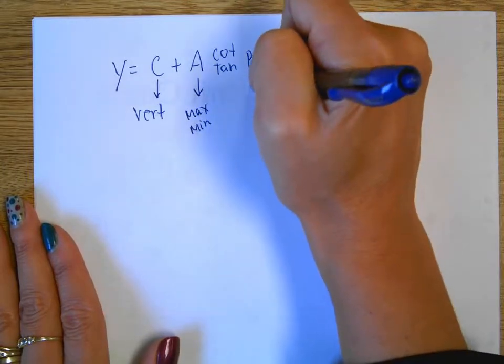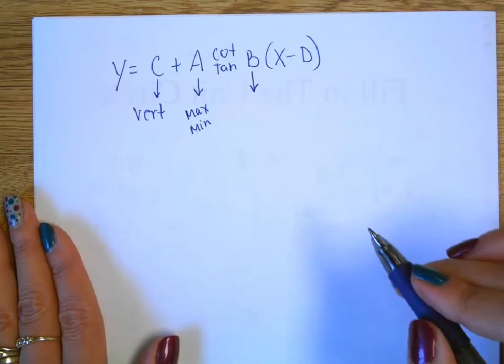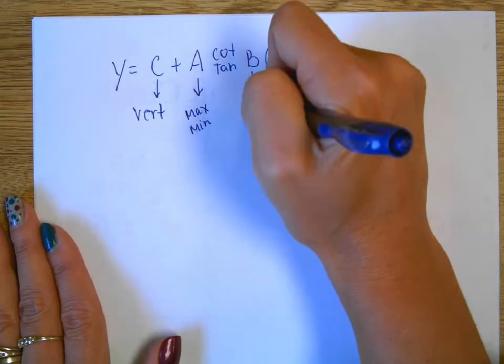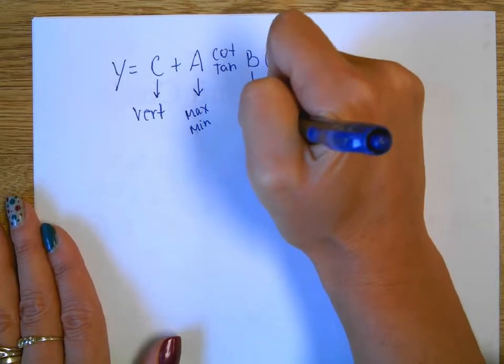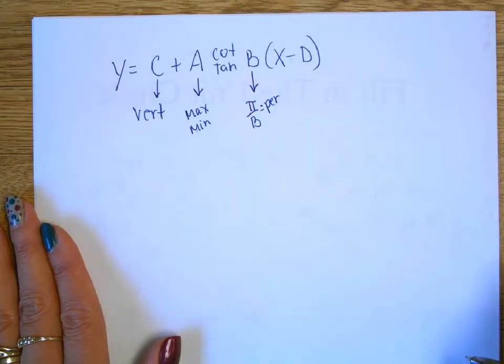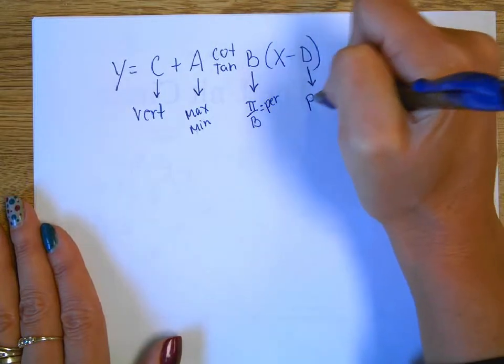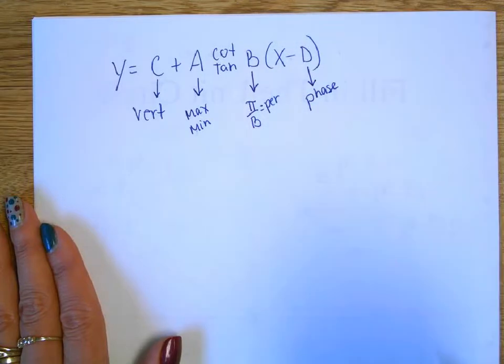The B, what does that affect? Period. What's the normal period for tangent and cotangent? Pi. So this time, instead of 2 pi divided by B, it's going to be pi divided by B that gives us the period. And then the D? Phase. Just like regular. If it's a minus D, we go to the right. If it's a plus D, we go left.